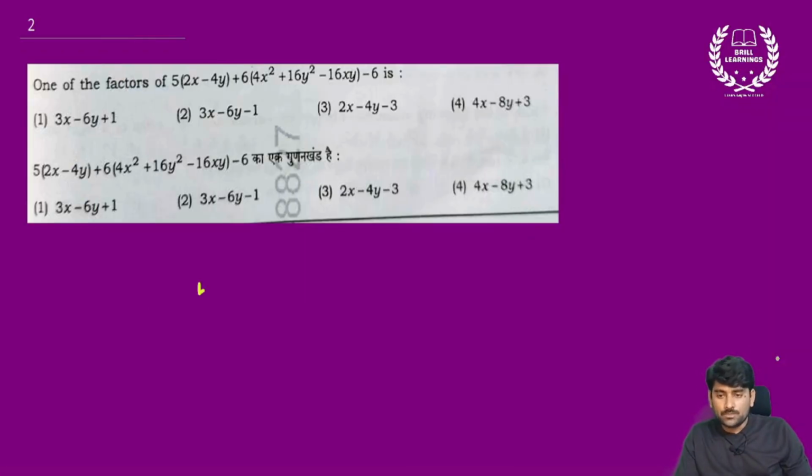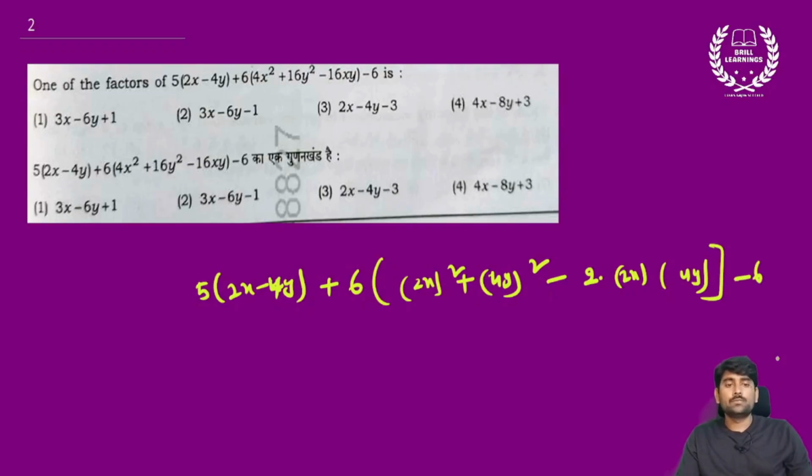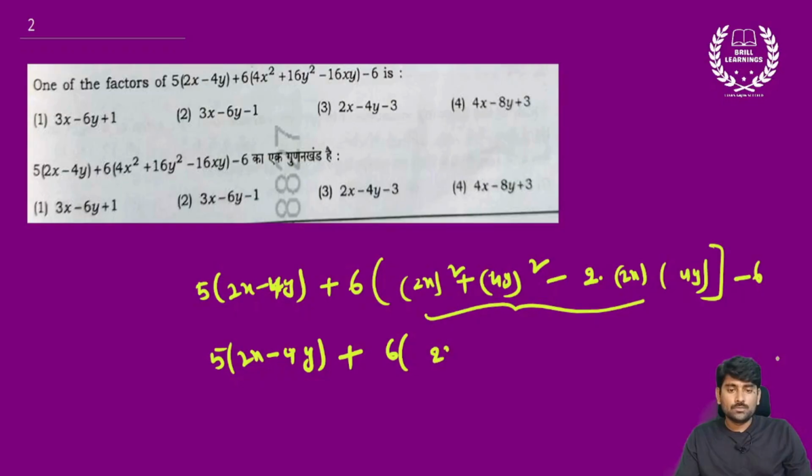Expand the expression, given expression. I am keeping this as it is, 6 into 4x square plus 16y square minus 16xy can be written as (2x) square plus (4y) square minus 2 into 2x into 4y, which is in the form of a minus b whole square. Okay, this value is 6 now. So write this expression as it is. This expression can be written as 2x minus 4y whole square.